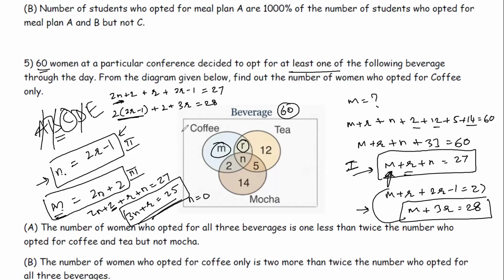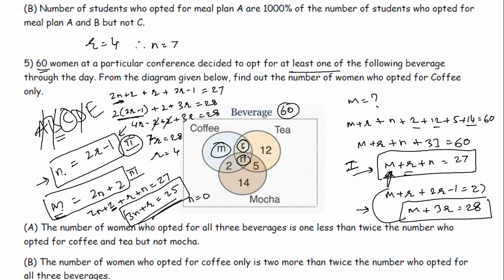I'm taking minus 1 to the other side. I'm going to expand this further. So 4R minus 2 plus 2 plus 3R is equal to 28. Minus 2 plus 2 goes. So 4R and 3R is 7R is equal to 28. So R is 4. Substituting that in the second expression, if we plug in R as 4, we get 7 for N.